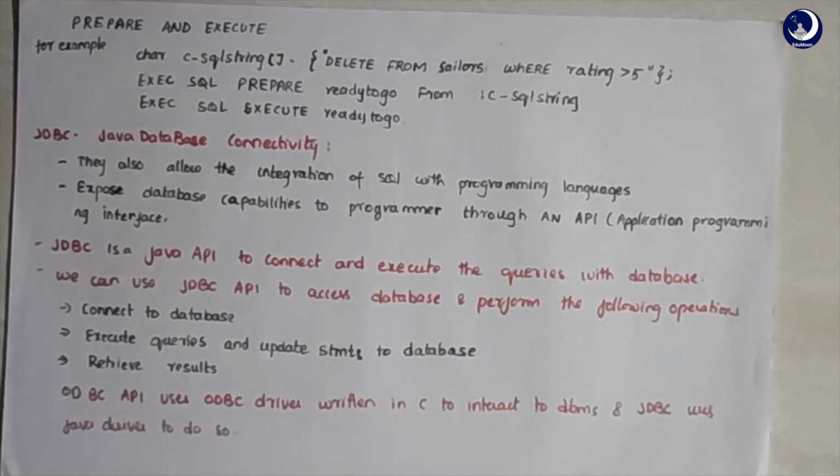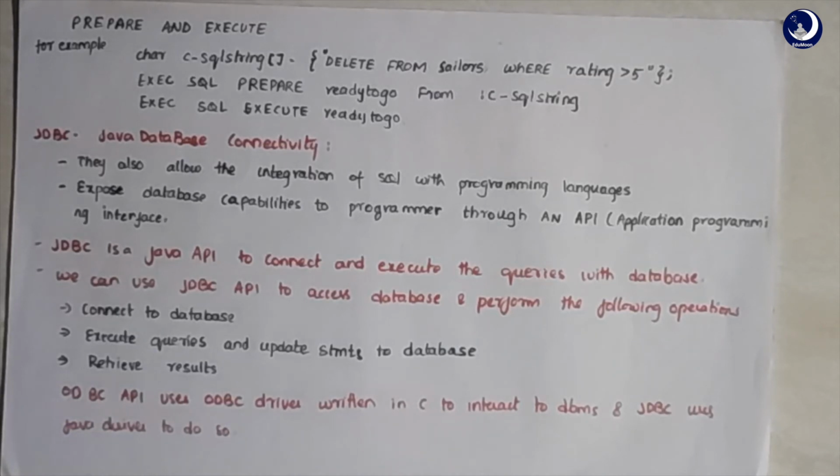So let's look at an example, right? So char c_sqlstring is an array, and we are passing "delete from sailors where rating is greater than 5". This is the query that the user wants to perform. So we are taking that into a string variable, and then we are preparing the SQL query and executing it using the prepare and execute statements, right? EXEC SQL PREPARE readytogo FROM :c_sqlstring.